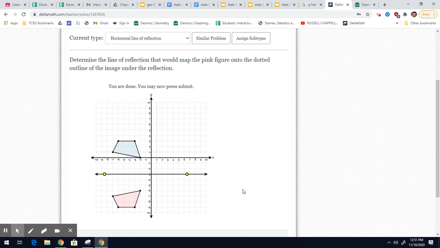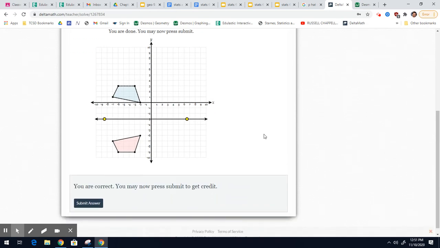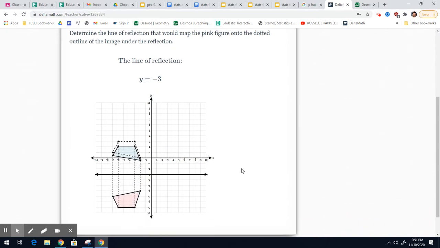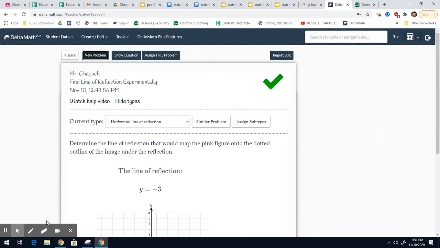And there you go. Notice that the blue figure, if I take a look, I got it right, so I said I'm done. The blue figure went on top of the dotted figure. And again, you can see that it goes directly across that line. That line is the perpendicular bisector between the pre-image and the image points. Let's do one more of those.